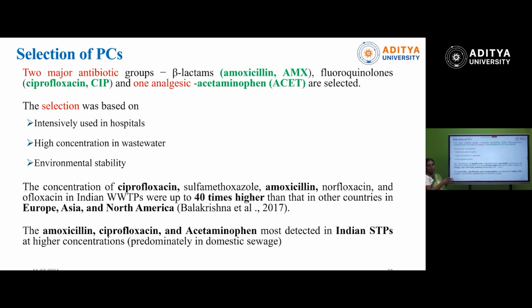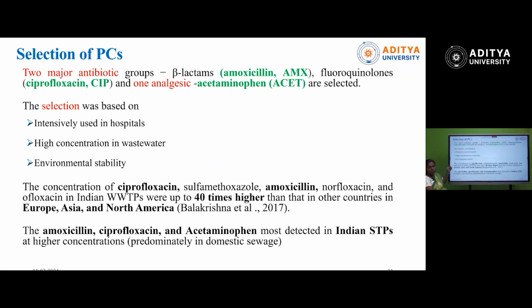Okay, so why do we need to focus on this selection? That is the reason I said. I have taken two groups: one is beta-lactam, amoxicillin, and fluoroquinolone, ciprofloxacin; the other is an analgesic, paracetamol. The reason is that these three pollutants are extensively used, and high concentrations have been detected in wastewater, and they are environmentally stable, that is, persistent.